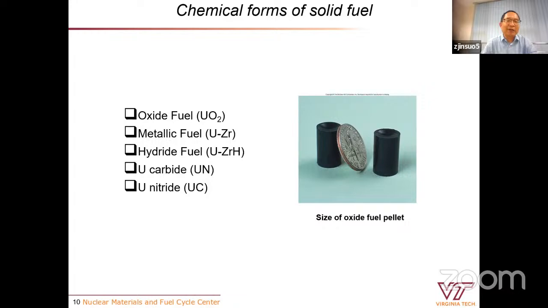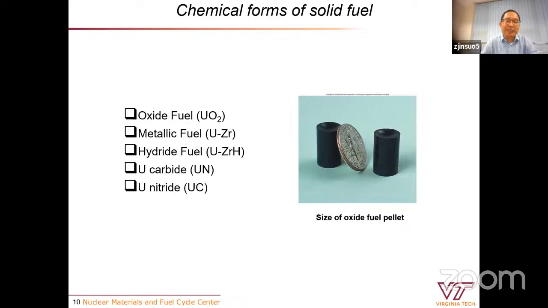And we also have a hydride fuel, uranium zirconium hydride. Here, the uranium actually is not in its hydride form. Zirconium is in its hydride form. Uranium is just dispersed in the zirconium hydride. And we also have some denser fuel, called uranium carbide and uranium nitride. These two fuels have already been fabricated, and they are much denser than uranium dioxide.